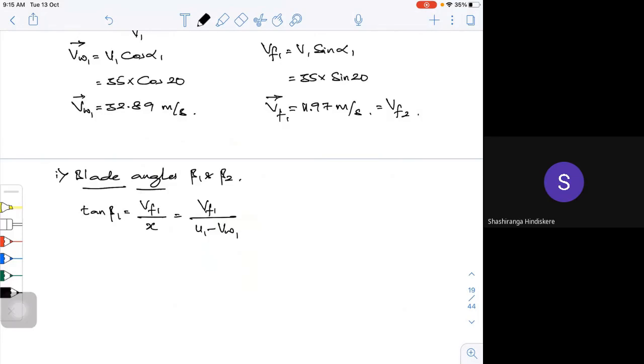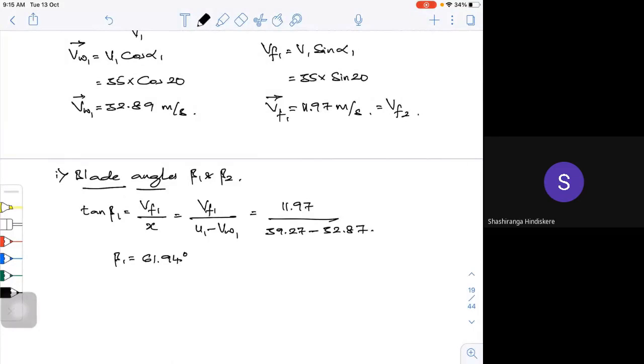So all the things I know actually. So this is 11.97 divided by u1, just now we calculated, which is 39.27, minus vw1, which is 32.89. You take tan inverse of it, I am getting my beta 1 is equal to 61.94 degrees. So I got my inlet blade angle. This is all from the inlet velocity triangles.